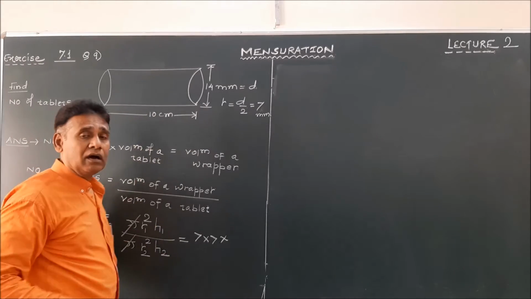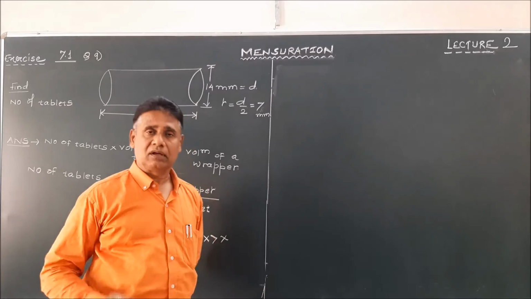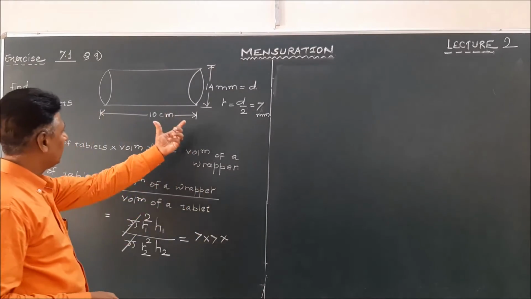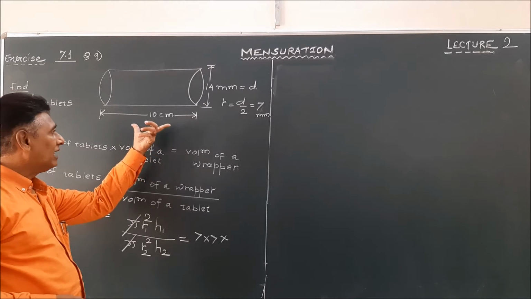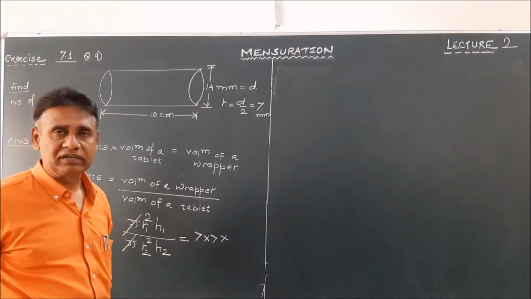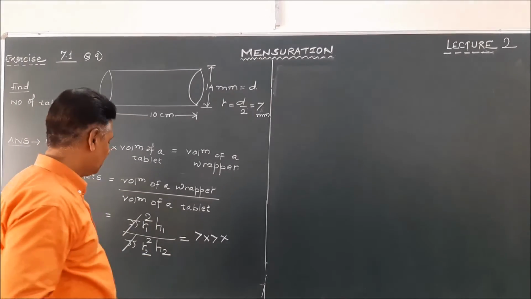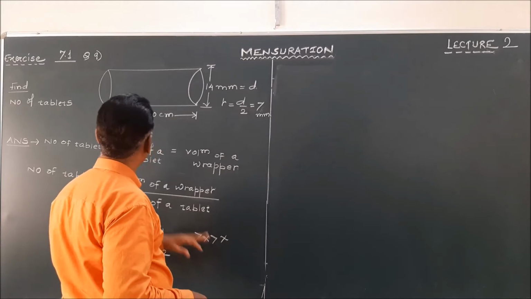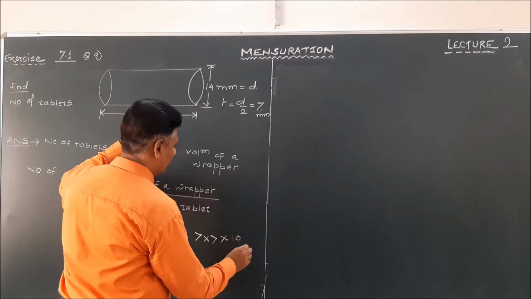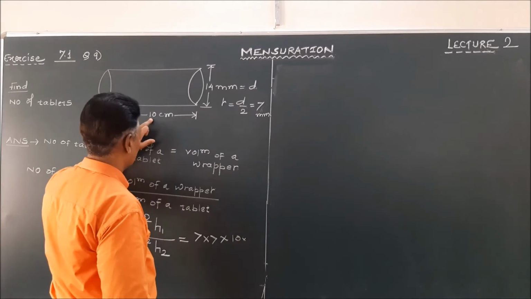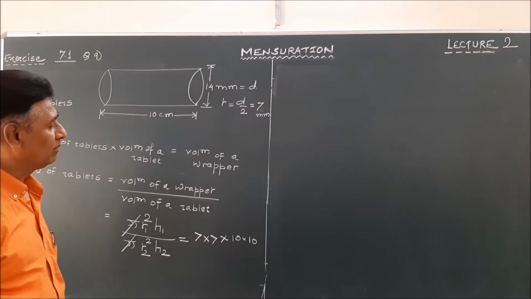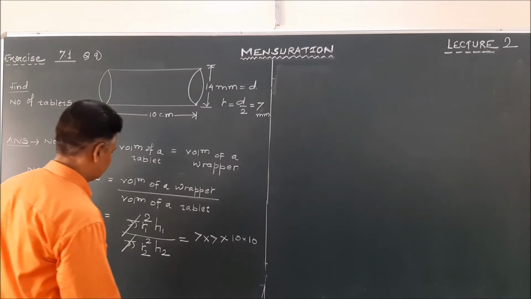Be careful while solving the sums. All dimensions must be in the same units. In this case, you will find height or length is given in terms of centimeter. We are going to convert it into millimeter. So you will find that 7 into 7, 10 centimeter, 10 into 10. Why 10 into 10? Because 10 millimeter is equal to 1 centimeter. That's why.